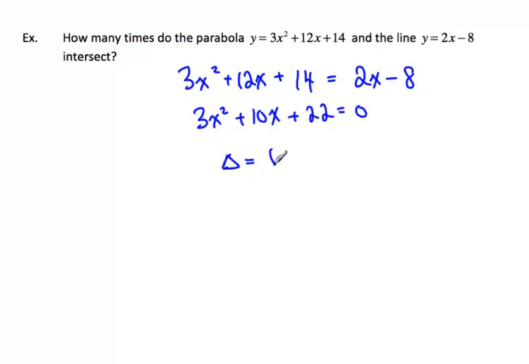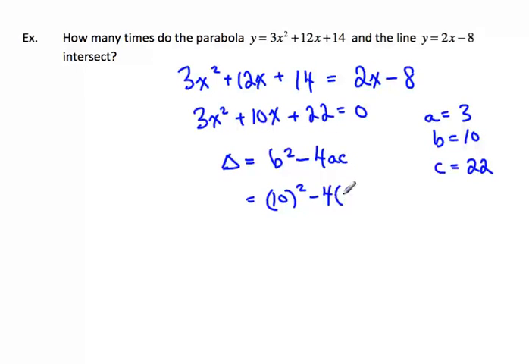Remember that the discriminant is equal to b squared minus 4ac, and in this case, a is equal to 3, b is equal to 10, and c is equal to 22. Now if I sub those in, I get the discriminant is equal to 10 squared minus 4 times 3 times 22, which is equal to 100 minus, and this comes out to 264. Therefore, the discriminant is equal to negative 164.